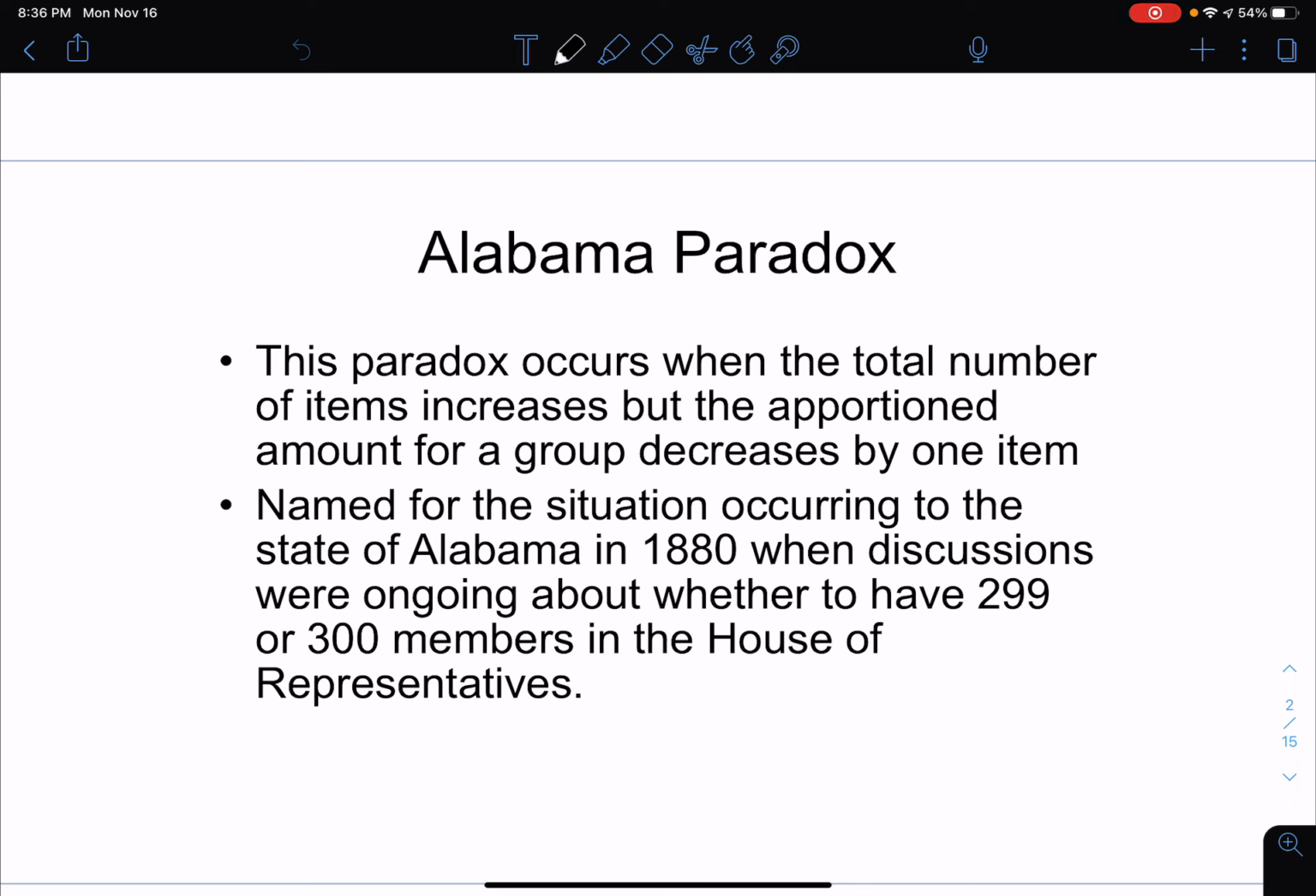And this was named for the state of Alabama, as I mentioned a minute ago. In 1880, they were talking about, in the U.S. House of Representatives, going up from 299 representatives to 300. And at that time, if they did this and went up to 300, it was going to cause Alabama to lose a rep that they already had. So if they're going to lose a rep, that means you've got 2 others that are going to gain reps, because somebody's going to gain the extra that they're adding, and then somebody's going to gain Alabama's that they've just lost. But this is what happened. So that's named for Alabama.